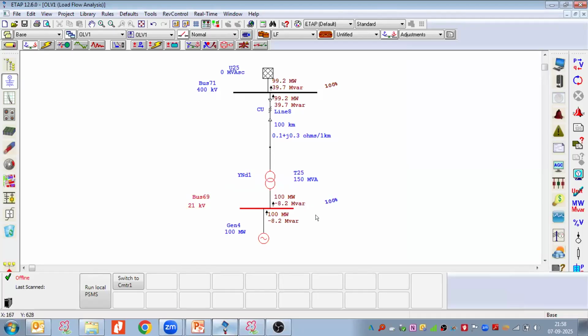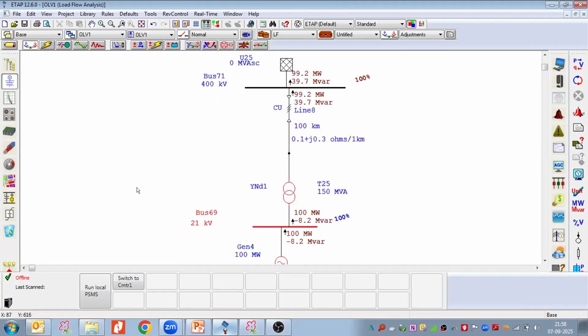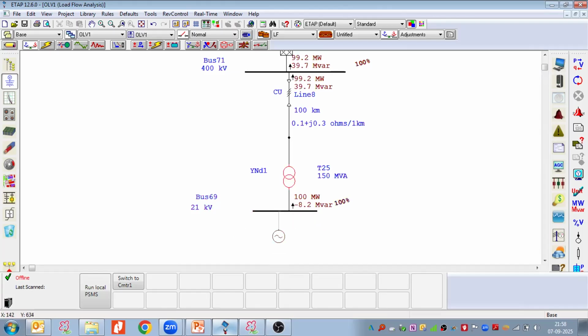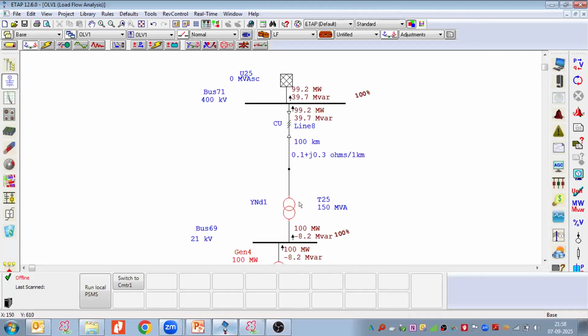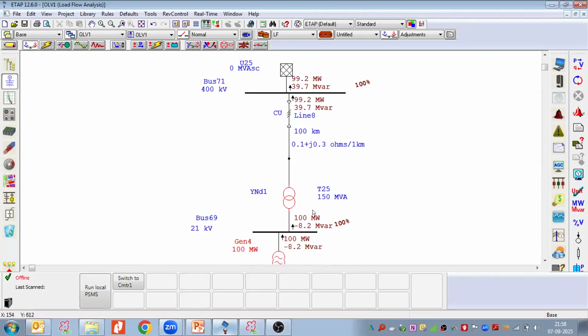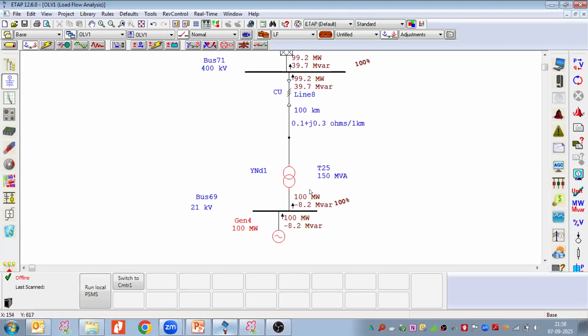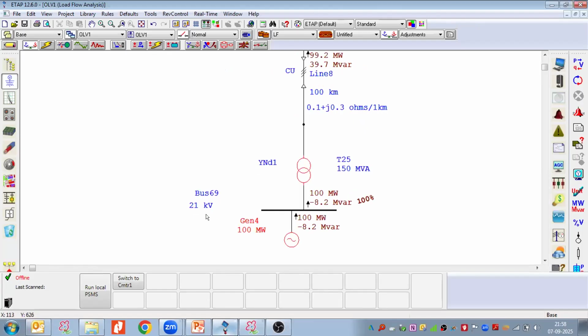So you can see over here, now my bus voltage has changed from 100.5 to 100%, right? And now the generator is also contributing to the grid. The generator is contributing 100 megawatt, which is good. At the same time, you can observe negative 8.2 MVAR. What is this negative 8.2 MVAR here?